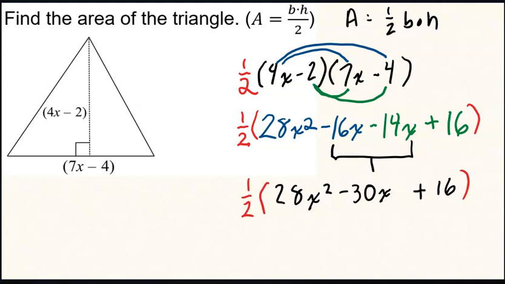Because we did not handle the 1/2, it has to keep coming. It can't just disappear, which is a very common mistake. From here, I'm going to just distribute my 1/2 into my individual terms.